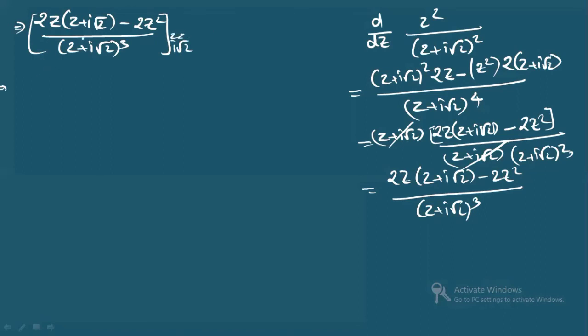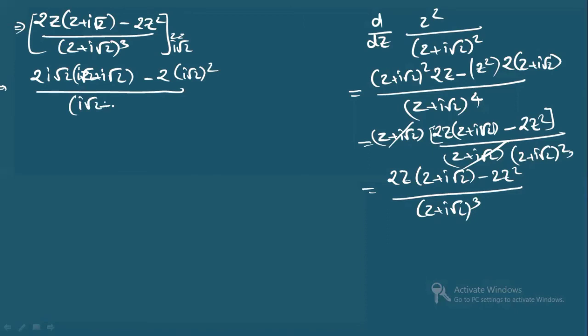So when you put z equals i root 2 here, this is z plus i root 2, which is also i root 2, minus this is 2, this is i root 2 whole square. In the denominator you will get i root 2 plus i root 2 whole cube.